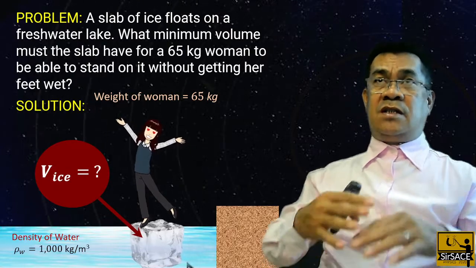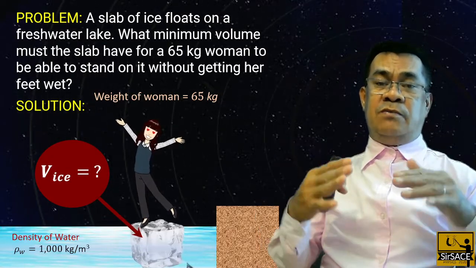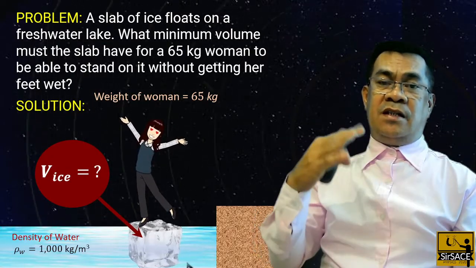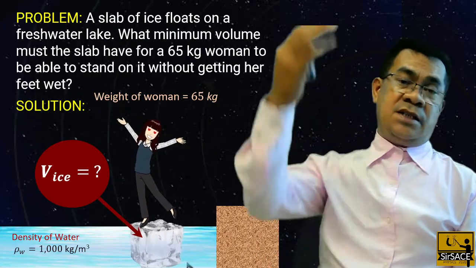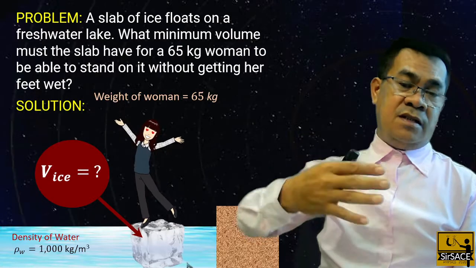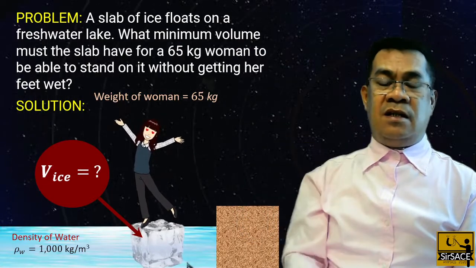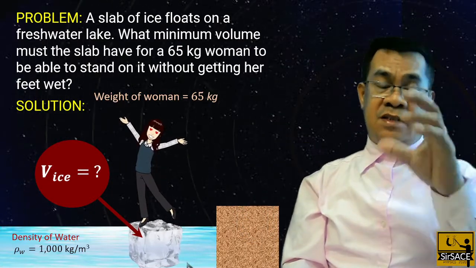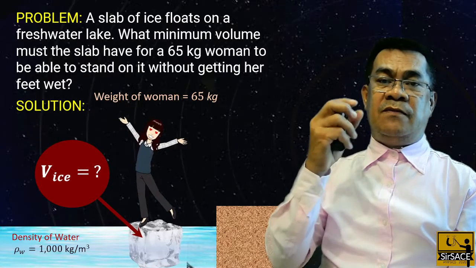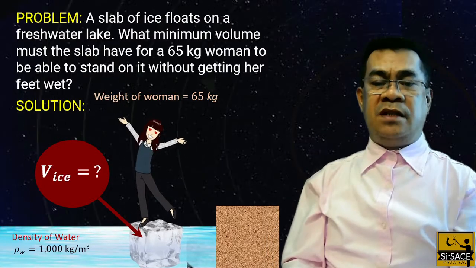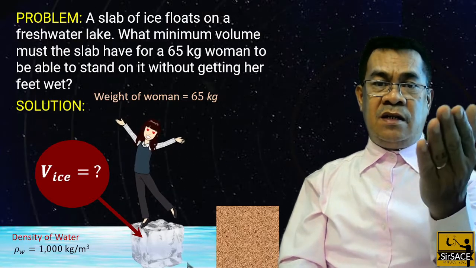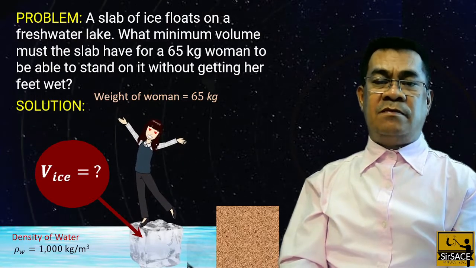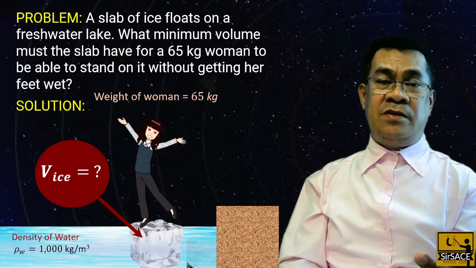Minimum, because it can be more than that. When it is more than that, then the ice is only partially submerged. If you increase the volume again, then it increases its floating distance. But if you call it the minimum volume, then the ice is completely submerged without getting the woman's feet wet. So how will you deal with this problem?